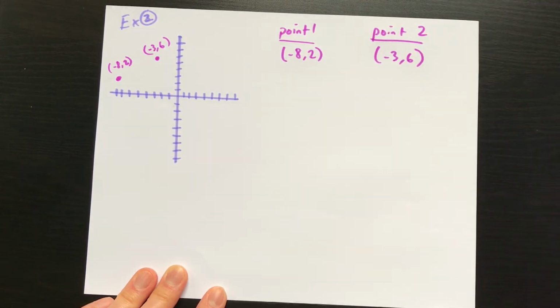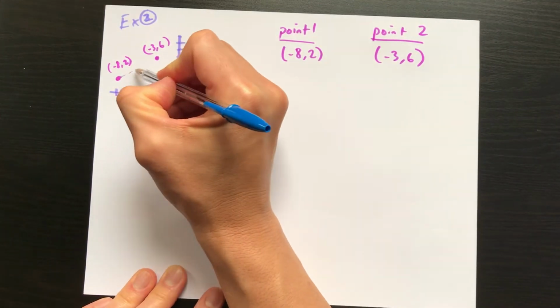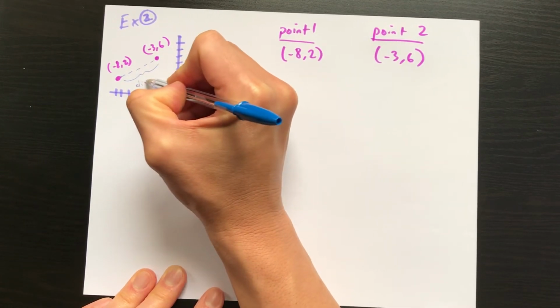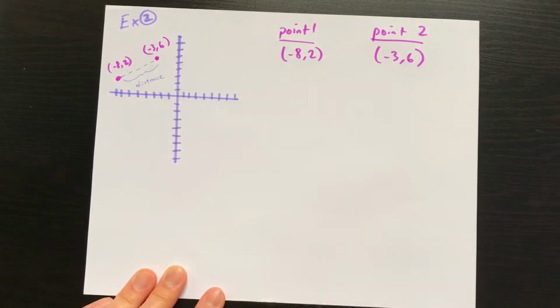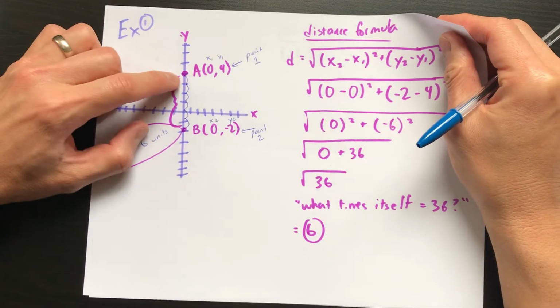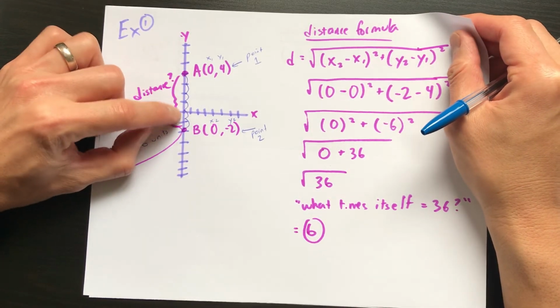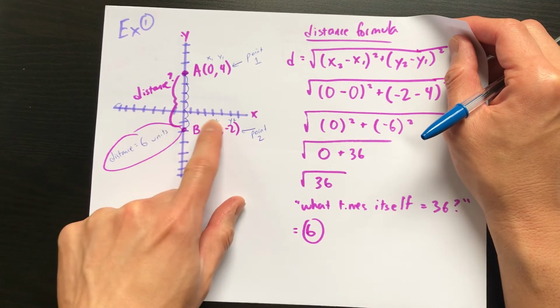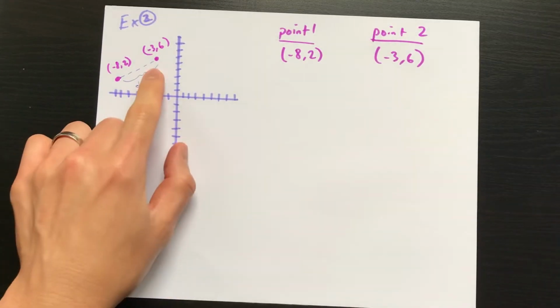Okay? What we're looking for is this distance right here. You can't just count the units like we did in the previous example. Notice in the previous example, these points were easy because they're just going straight up or down. Same thing if we did it on the horizontal axis, the x-axis is just going left and right. But this time it's diagonal.